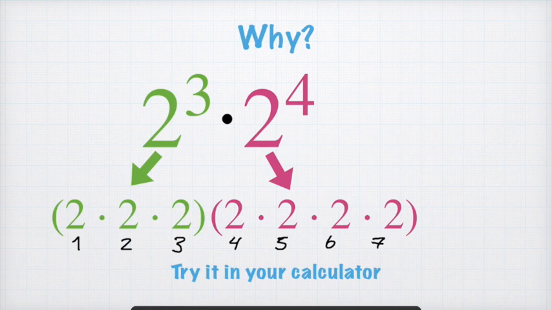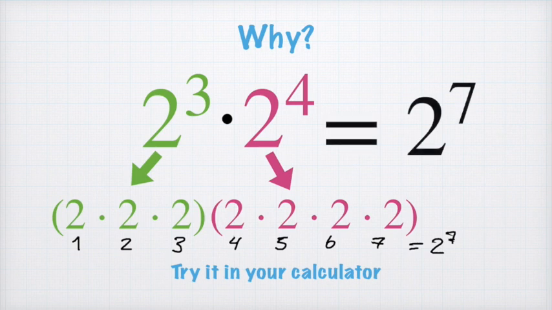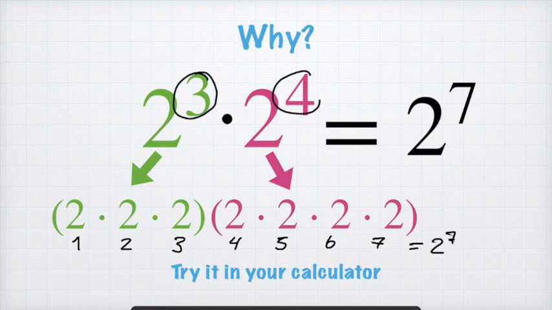So we would write that as 2 to the 7th, which is conveniently the same thing as adding this 3 and that 4. So you have 3 plus 4 is equal to 7. And so you have 2 to the 7th. That's why it works. You just have to remember that we're using the same base, and you're just counting up how many times you're multiplying it.